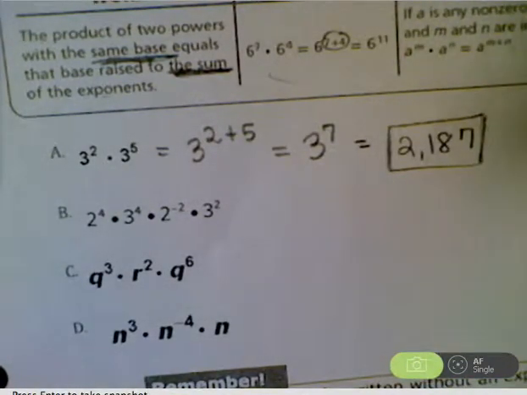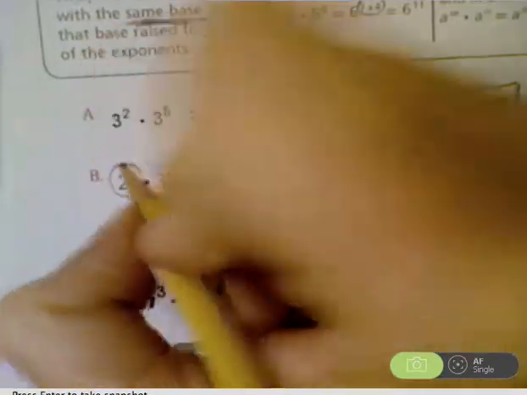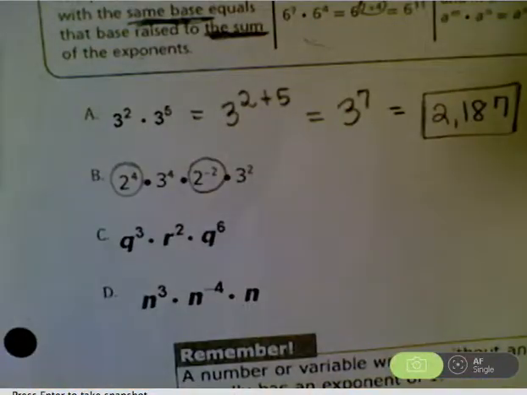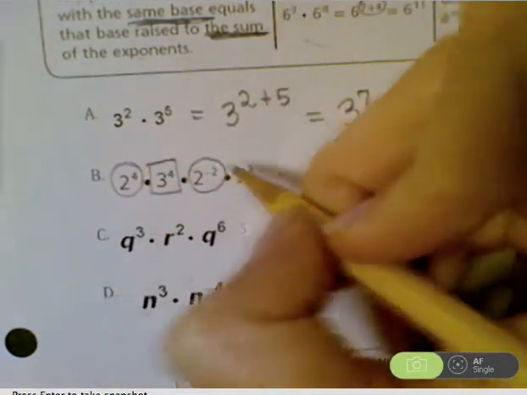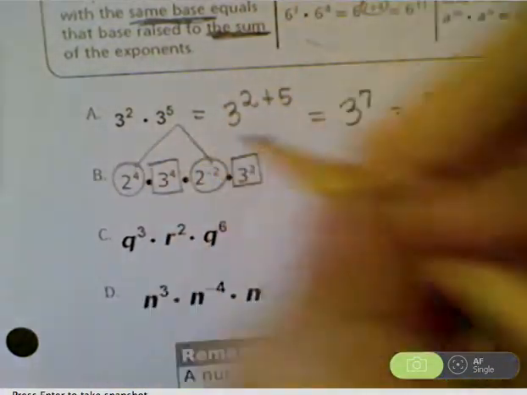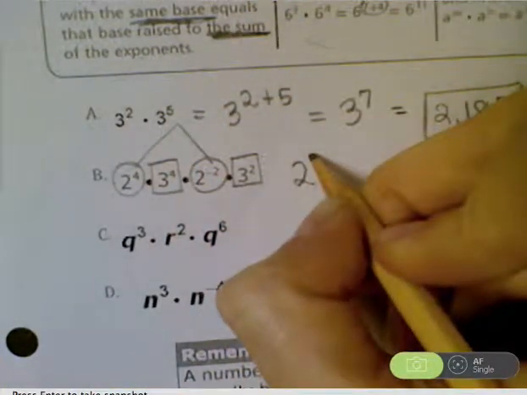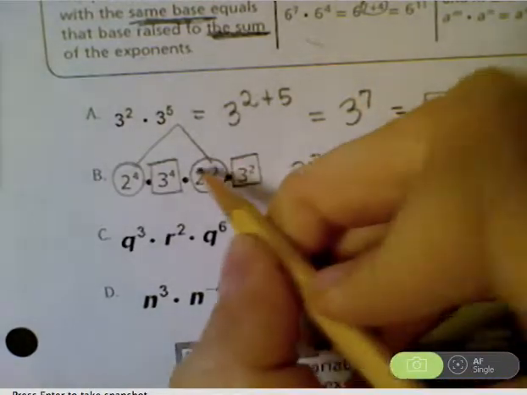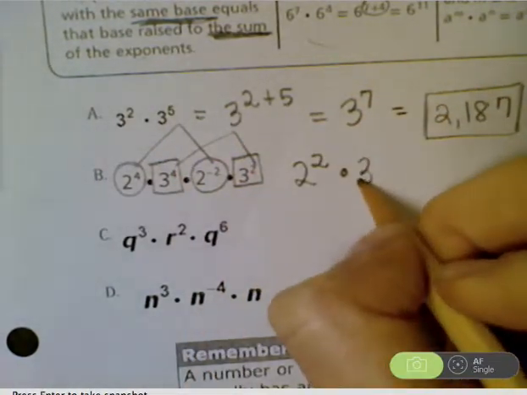In letter B, remember, you can only do this when the exponents have the same base. So for letter B, we can only combine 2 to the power of 4 with 2 to the power of negative 2, and 3 to the power of 4 with 3 to the power of 2. So again, you are adding the exponents. So 4 plus negative 2 is 2 to the power of 2. And 4 plus 2 is 3 to the power of 6.